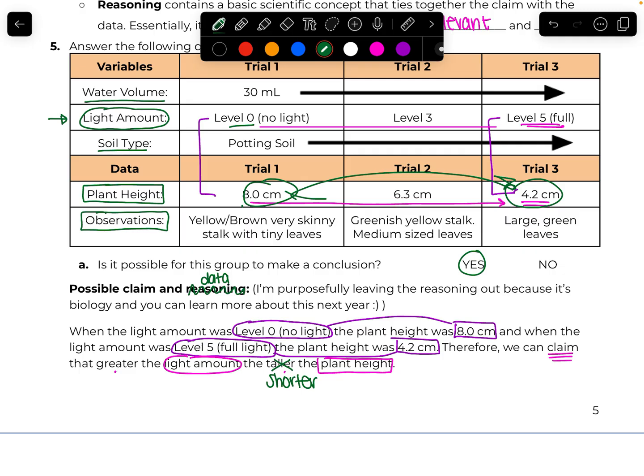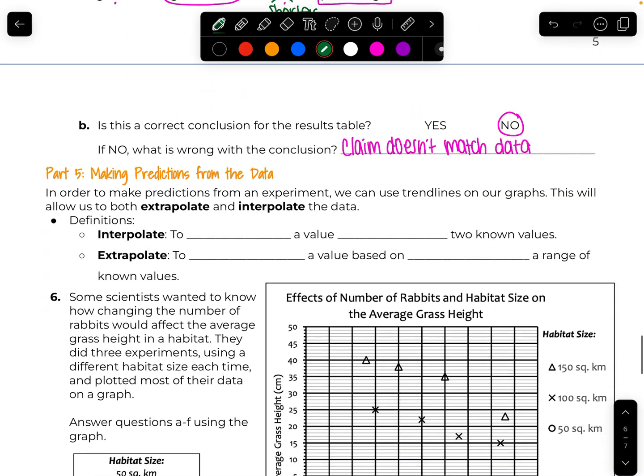I will tell you for this one, this is not experimental error. This is realsies. Okay.